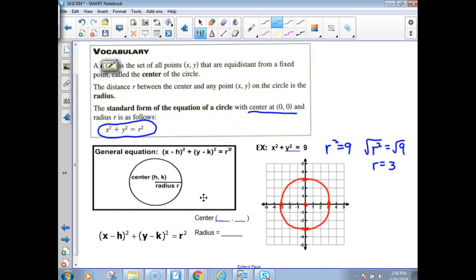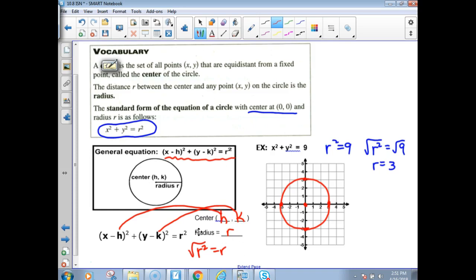Now, sometimes the center's not at the origin. You can move your circles all around. Then they're in this form, which is called the general equation. The general equation has h, k being the center, meaning that it's been shifted around from 0, 0. It's moved somewhere else. And the r squared is still the same thing as in the original standard form. For this problem, this is the format. The h goes here for the center. The k, you put that value here for the center.